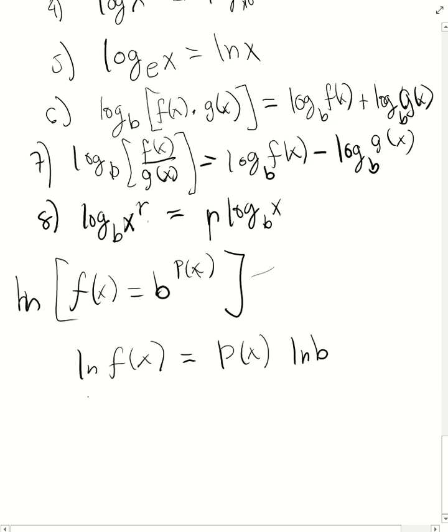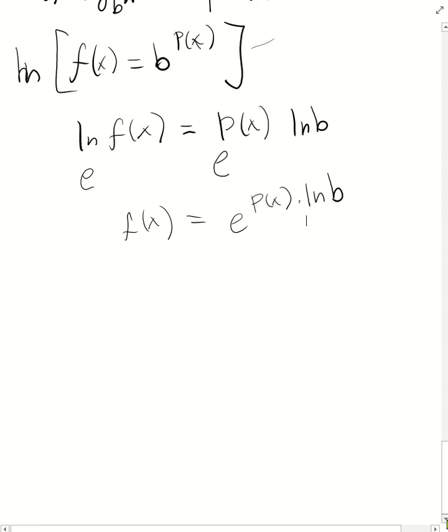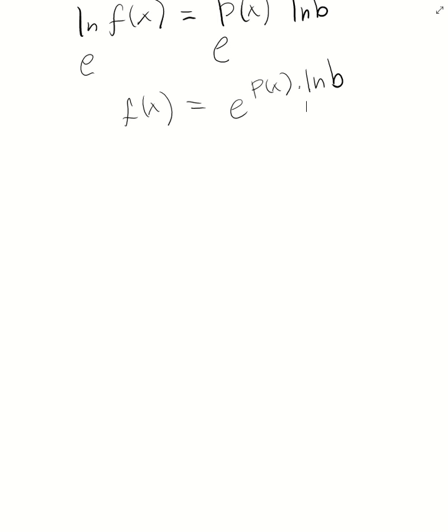And if you raise this with e, you can also go back to the exponential function. So if you raise this to e at both sides, then f of x will be equal to e raised to p of x times ln of b, which is just a constant. So you go back to the exponential. That's why it's the inverse. Exponential is the inverse of logarithmic. So that's exponential and logarithm.